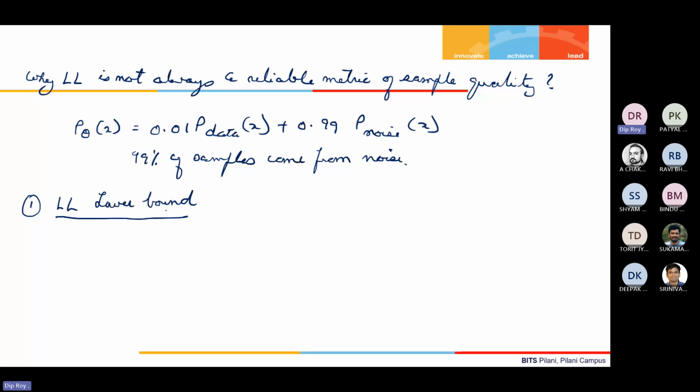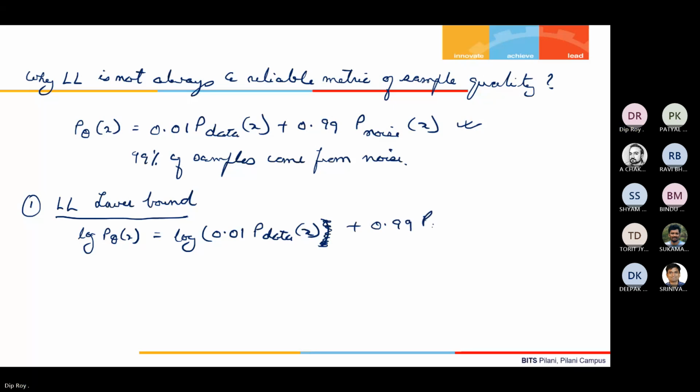Okay, log likelihood lower bound. Now, to calculate the log likelihood, I'm going to take the log of this particular equation. So this becomes log p theta x, which is log of 0.01 p data x, sorry, the bracket will now close here, plus 0.99 p noise x.